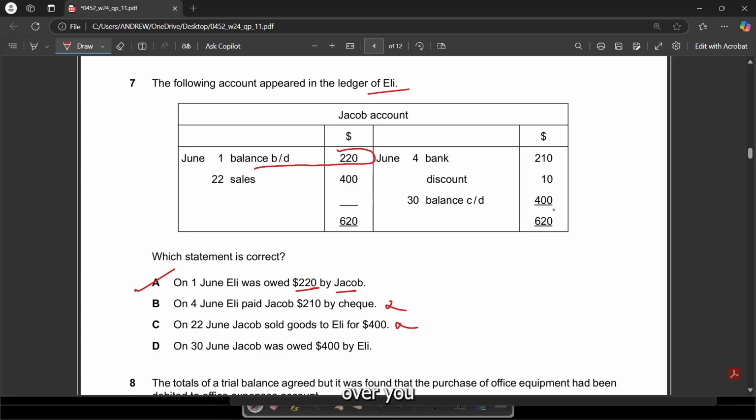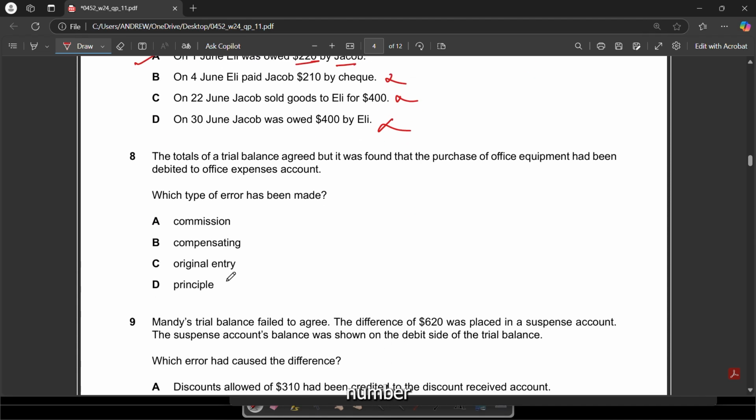Again over here, Jacob was not owed. Jacob owed to Ellie. So again there is a nice word play. So again D is not the right answer. So the correct option would be option number A. Now let's move ahead with the next question, that is question number 8.